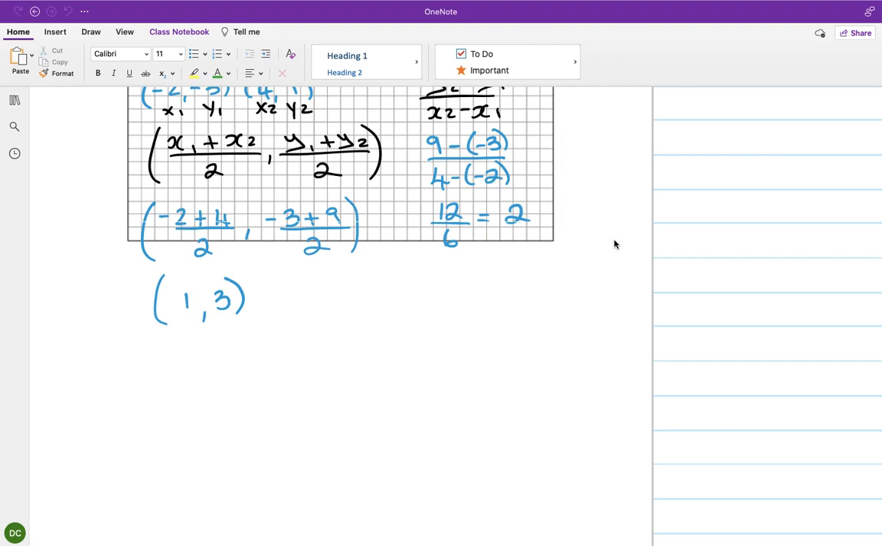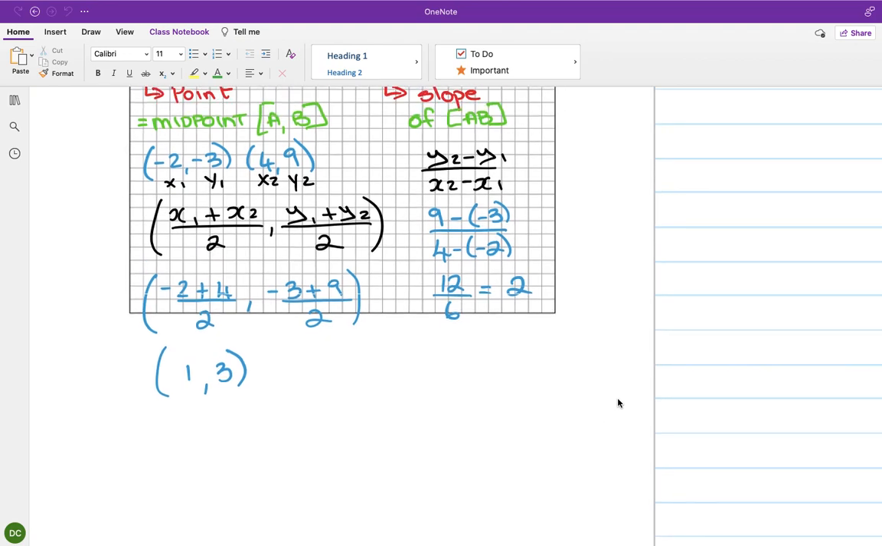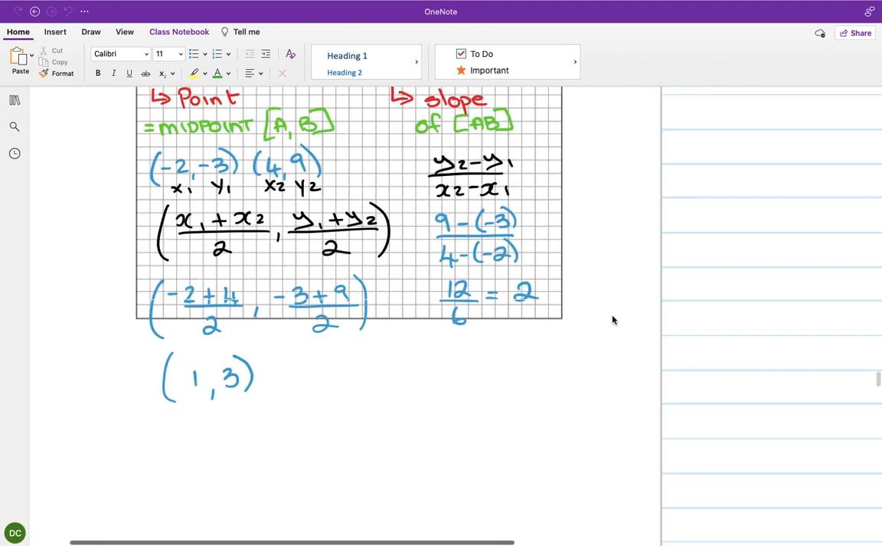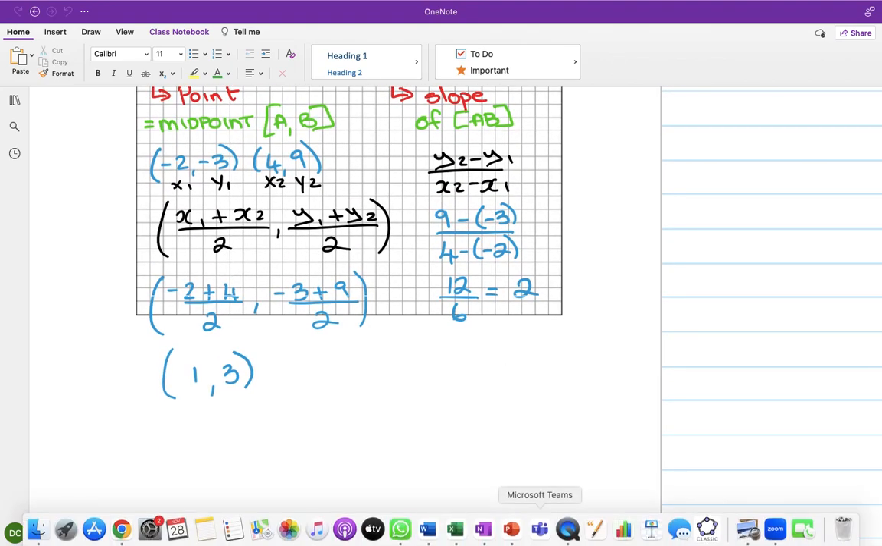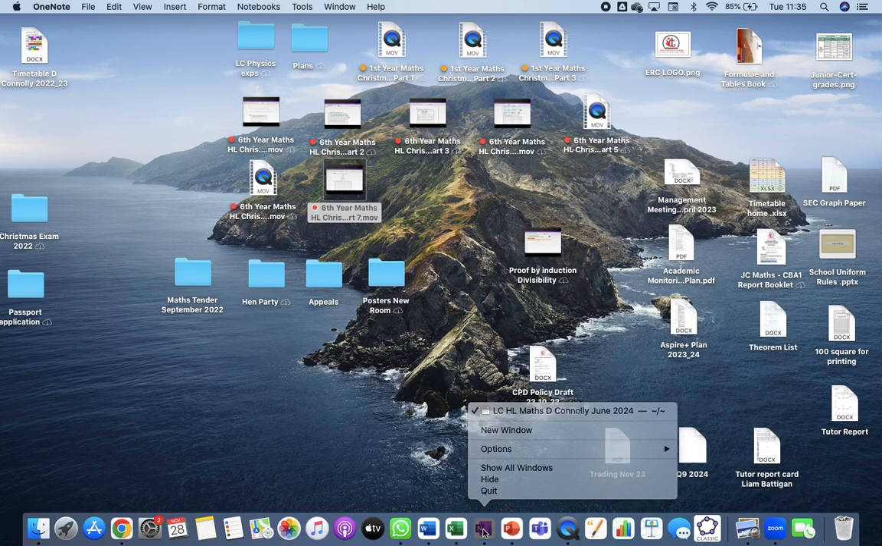Sorry, I'm on the wrong internet connection on my iPad, which is not ideal. Right, so I have put down the formula for the equation of a line. It just hasn't appeared yet. I might try and, oh no, not that one, shut it down.